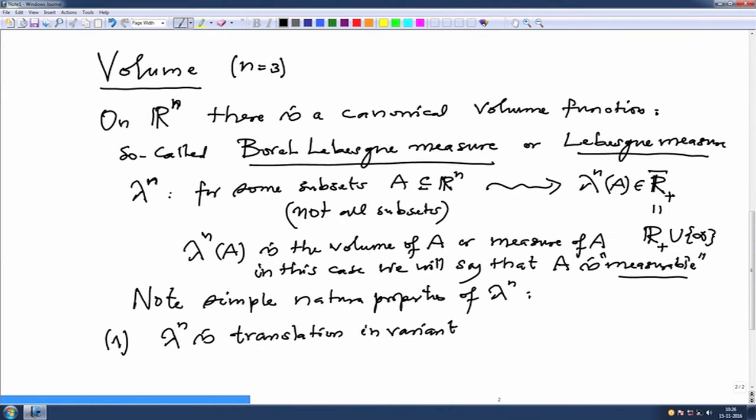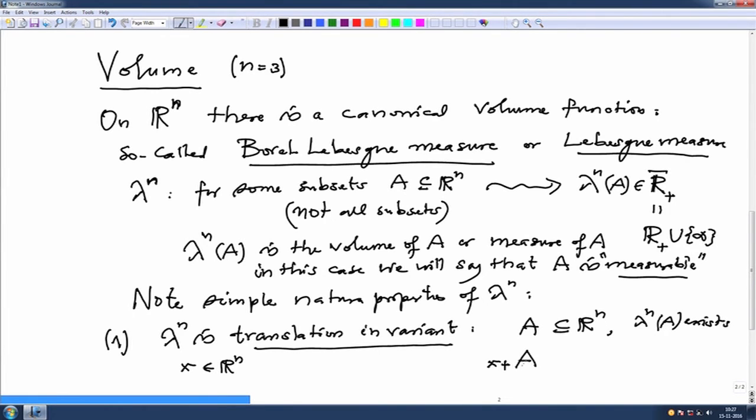What does that mean? That means if I have a set A, a subset A of Rn where volume exists, so lambda n exists, and suppose I have a vector x in Rn and I translate A by x, that means I consider a new set x plus A. This translated set also has a volume and the volume does not change: lambda n of x plus A exists and is equal to lambda n of A.